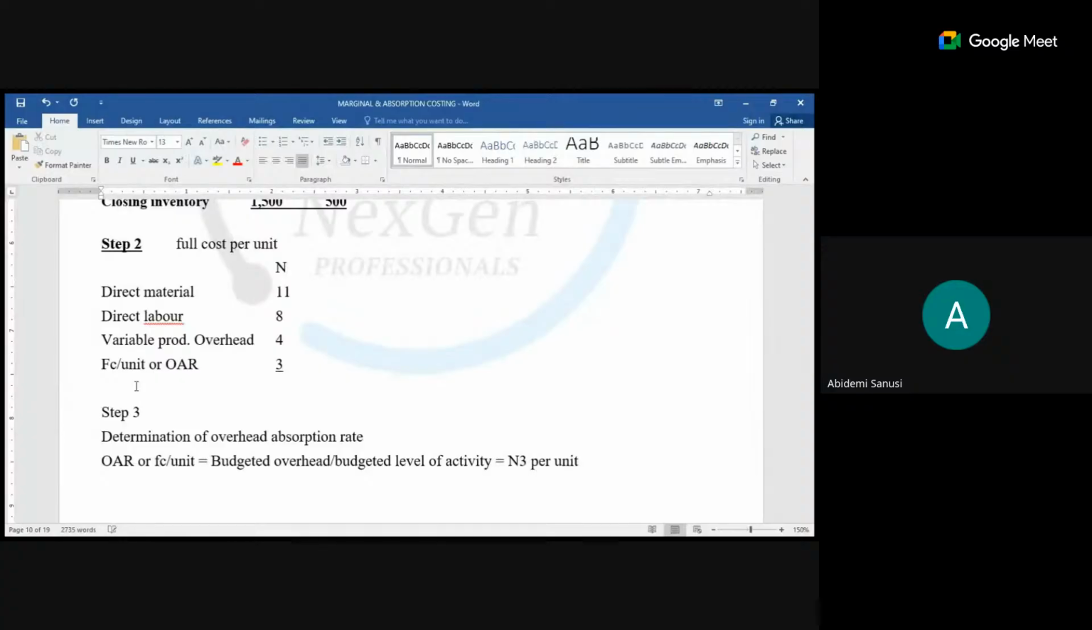What is the full cost per unit? 26 naira per unit. 26 naira per unit. This is the full cost. So you now value your inventory, both opening and closing inventory, using the full cost per unit.